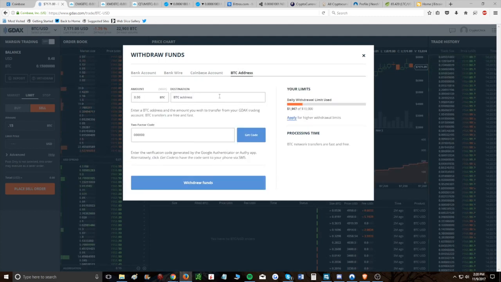You'd go on whatever exchange you're trying to put the money into. You'd have to click on deposit on your Bitcoin address. It's going to give you that address. You copy and paste it here. I'd have to type in my 2-factor code and hit withdraw funds.